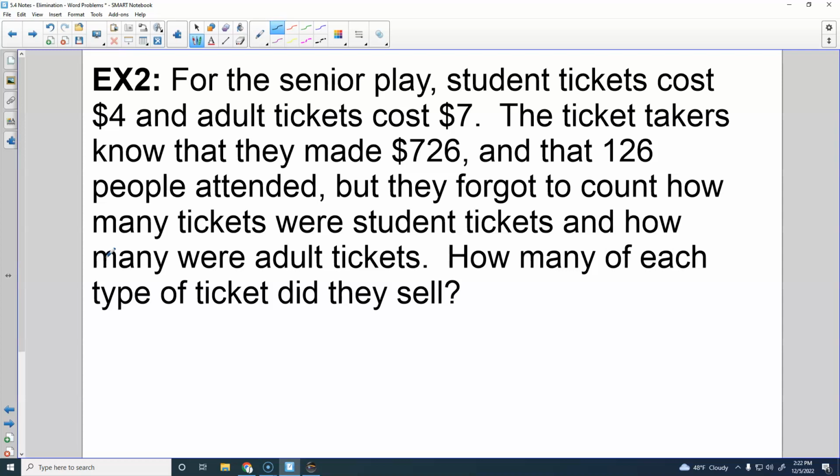So our question says, how many of each type of ticket did they sell? So that tells me what my variables need to be. Okay? The number of student tickets should be one variable, and the number of adult tickets should be the other. You may use X's and Y's here. However, I would suggest, if possible, if it's not a really terrible variable, using a letter that reminds you what you're looking at. So I'm going to use S for student tickets and A for adult tickets. So we're going to write that down. S is number of student tickets and A is number of adult tickets.